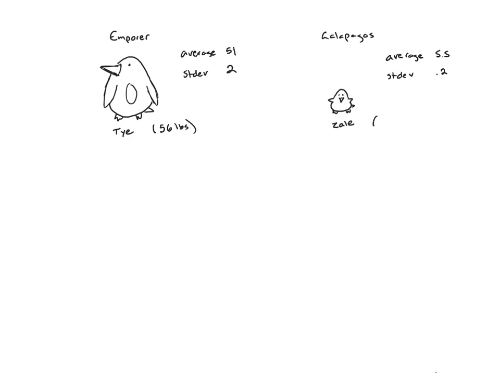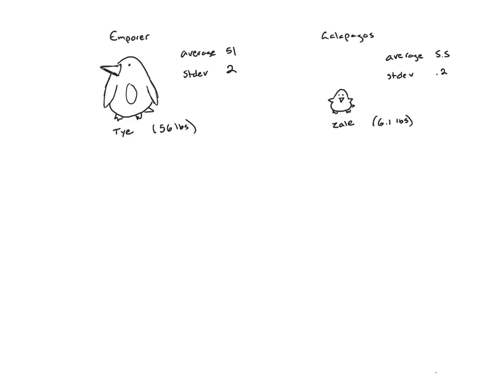Zale's weight here is going to be 6.1 pounds. So looking at it here, we can see that Ty is about 5 pounds over average, while Zale looks like he's only 0.6 pounds above average. The question is, which of these two penguins should we be more concerned with? That is, which of the two penguins is higher above average?